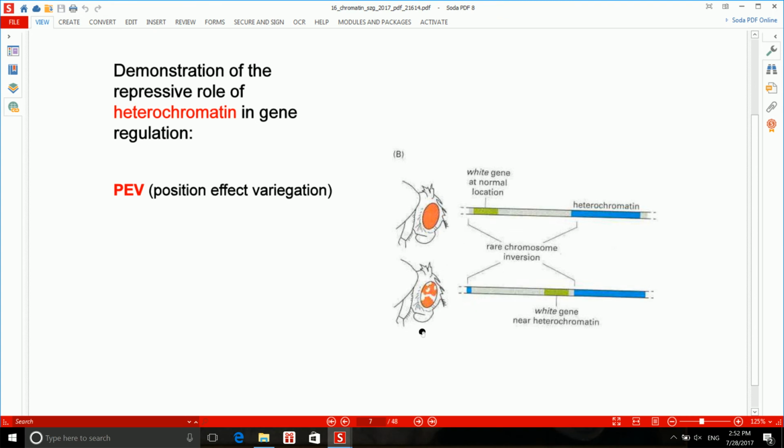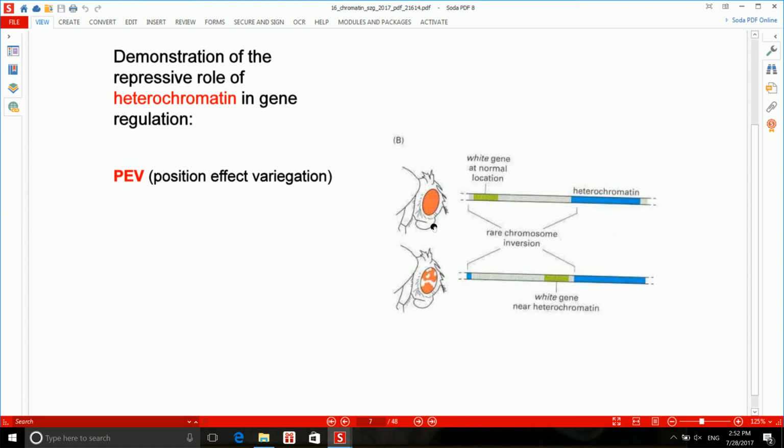So Drosophila is a fly. And you can see here the eye of that Drosophila. When the white gene is completely active, the eye color is completely orangish. When, due to position effect variegation, the white gene is inactive, we will have these white spots on the eye of Drosophila.